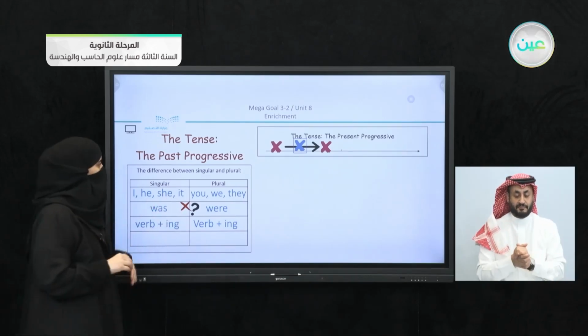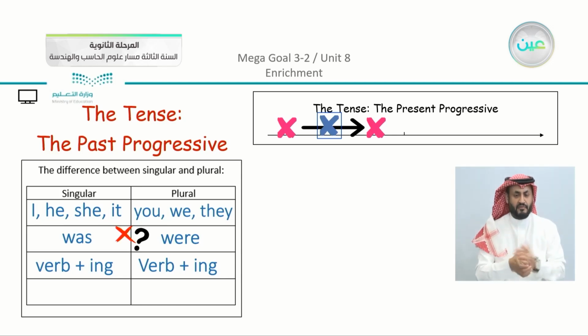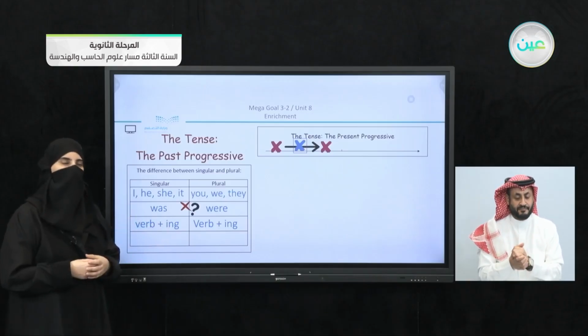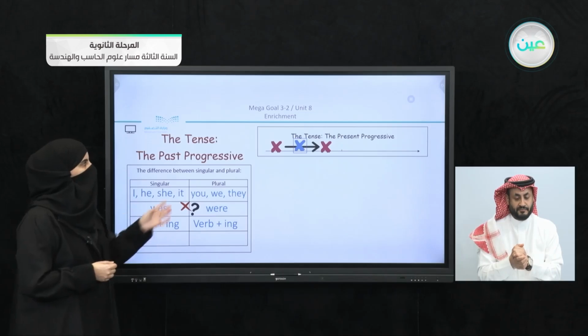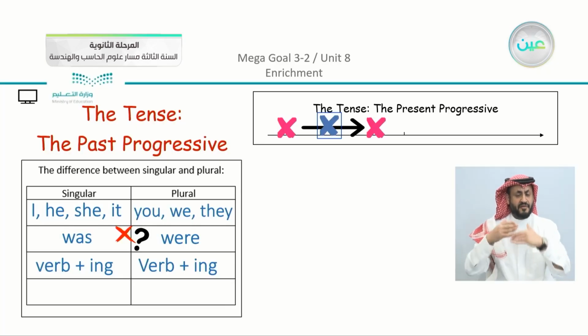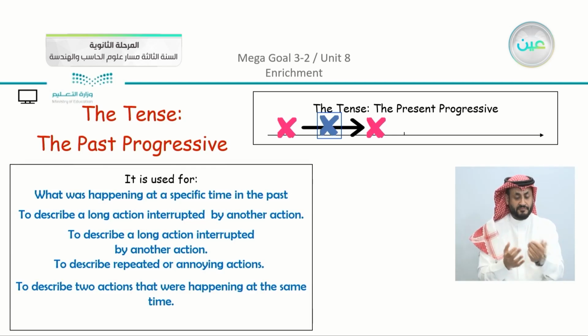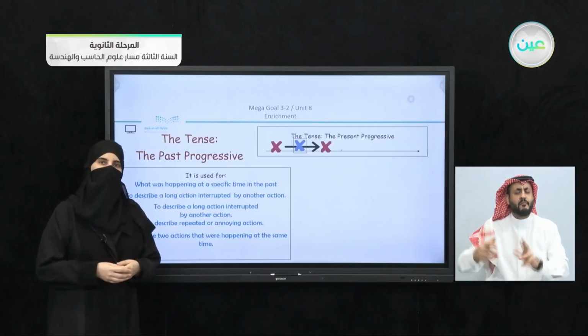Now, we related the past progressive to using either was or were with the verb ing in the sentences. Of course, we studied also when to apply the negative or the question form. We have also the pronouns that are with each helping verb. We have the structure. Now we are going to move on and study the structure with the second part here. Now, what do you remember about the past progressive? When do we use the past progressive?